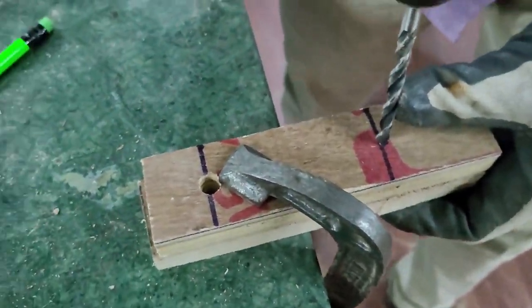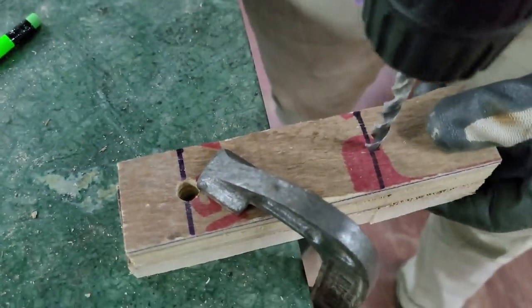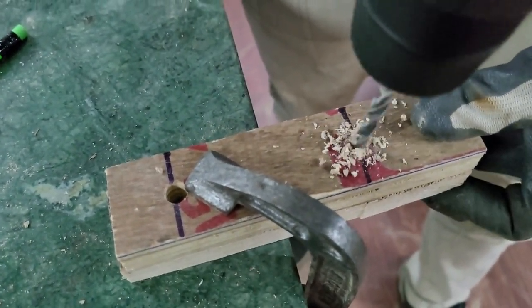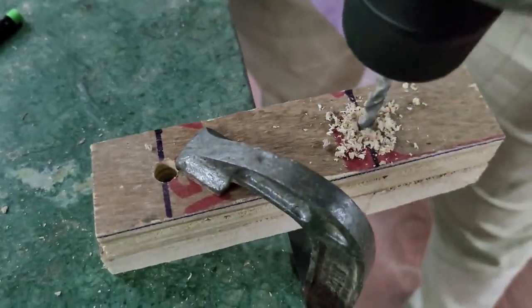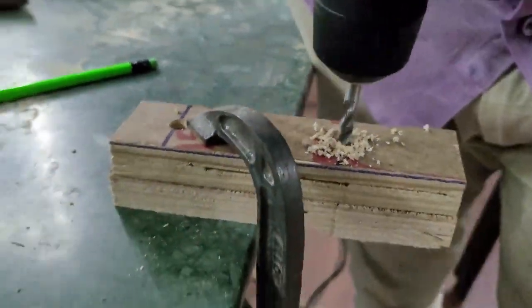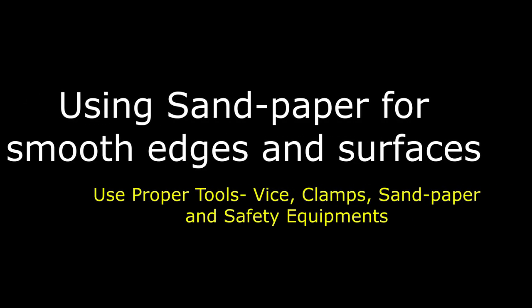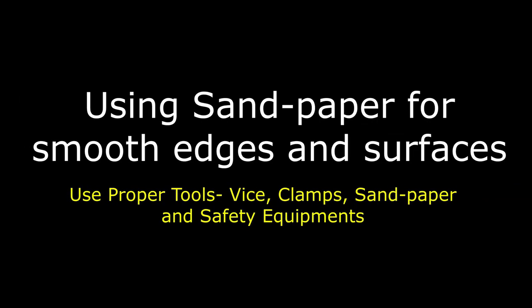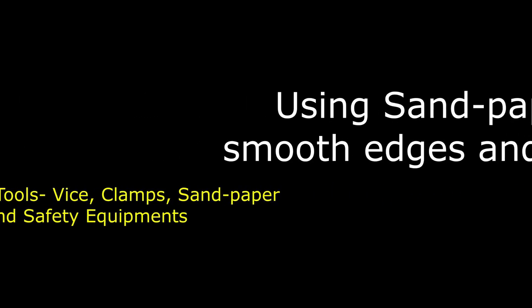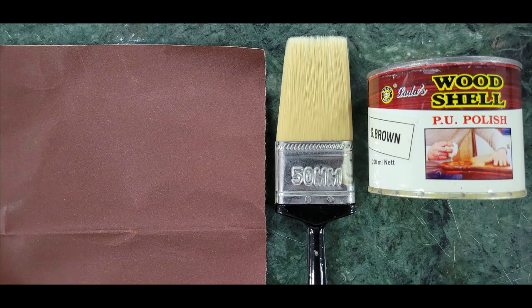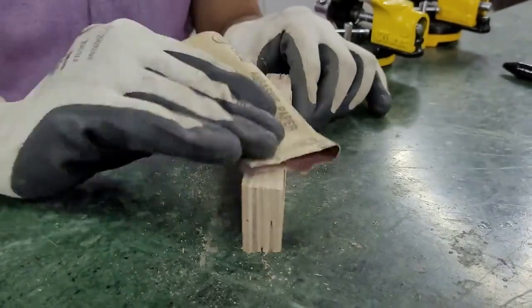Now turn the plates the other way and drill the second hole. Make sure that you are using gloves and goggles. We are ready with side plates, base plate, launch plate, and three pencils. So now it's time to use sandpaper to smoothen the edges and surfaces. It is very important before we color or paint the wood. We will need sandpaper and we are also going to use polish.